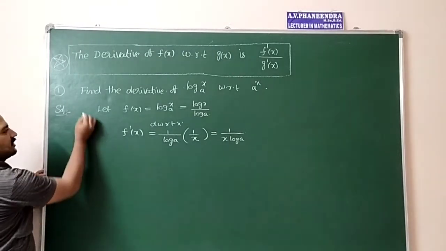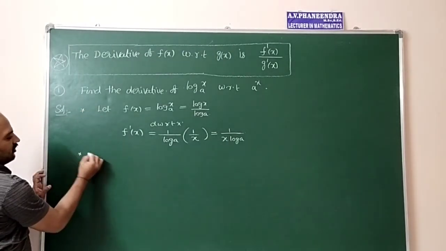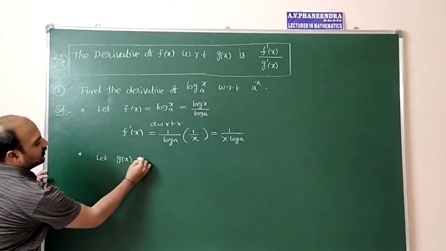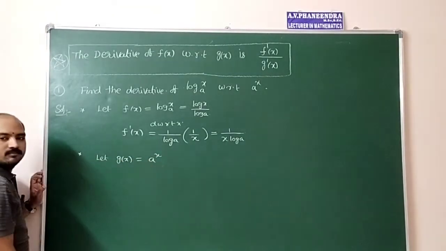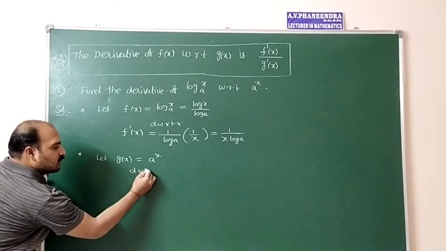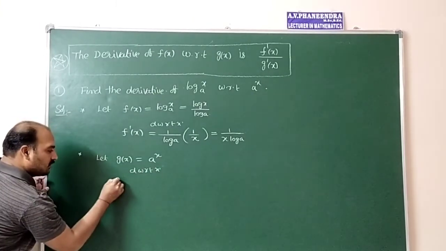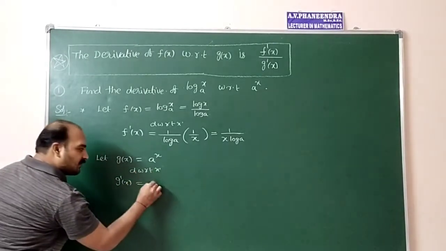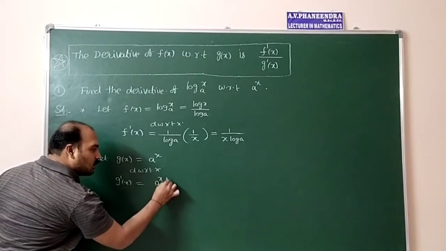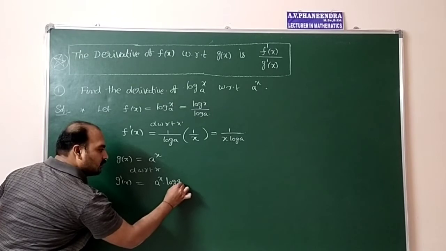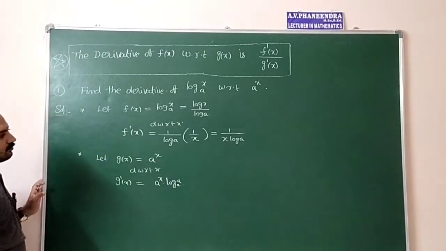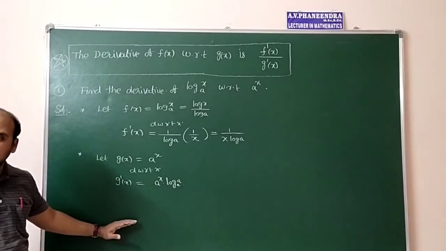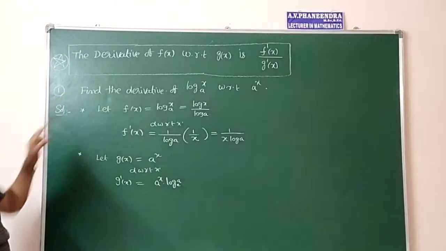Now, the second function. Let g of x is equal to a power x. Differentiate with respect to x. G dash of x is equal to d by dx of a power x, which is a power x into log a to the base e. After getting the value of f dash of x and g dash of x, we have to apply the formula.